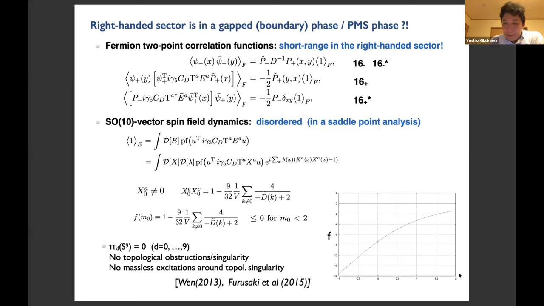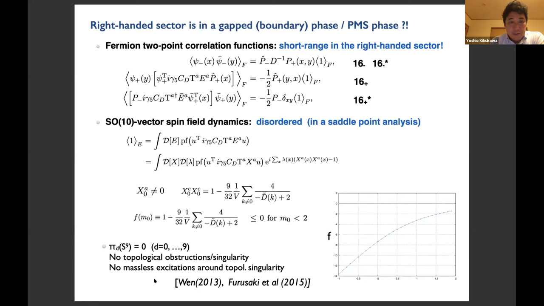And in the entire region I showed, this function is always negative, which means that symmetry breaking does not occur. This result shows that the fluctuation of the spin field is too large to maintain the symmetry breaking, or a non-vanishing expectation value of the spin 10 field. So this result implies that the spin 10, SO10 vector spin defined by this partition function is in the disorder phase.